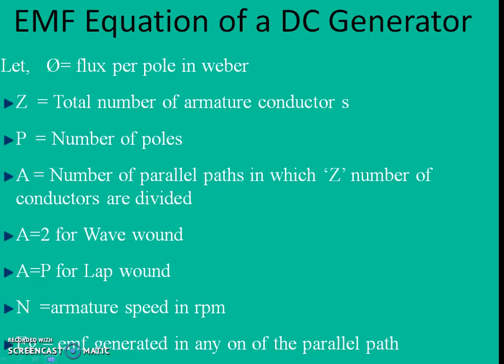Let psi be the flux per pole in Weber, Z be the total number of armature conductors, P be the number of poles, A be the number of parallel paths in which Z number of conductors are divided, A equal to 2 for wave wound and A equal to P for lap wound, and N be the armature speed in RPM. Eg be the E.M.F generated in any one of the parallel paths.